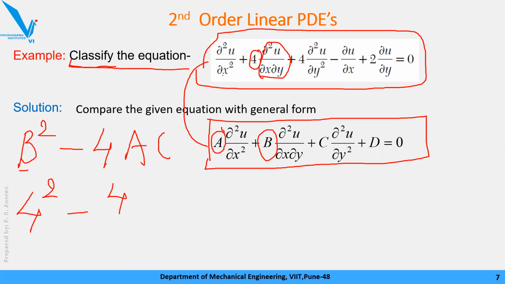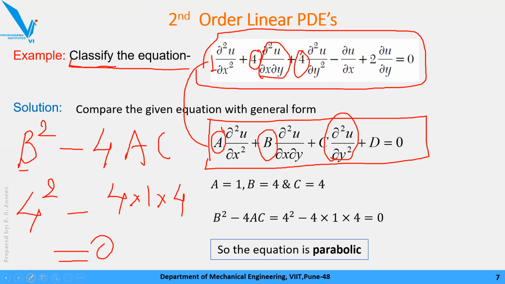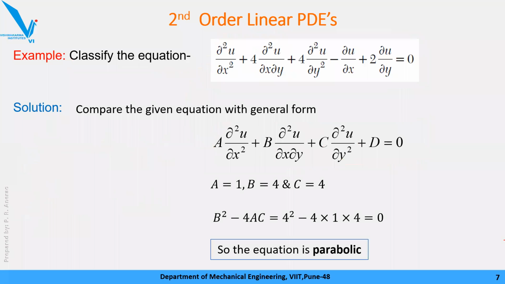Compare this: a is the coefficient of dou square u divided by dou x square. What is its coefficient? It is 1. So 1 into c. c is the coefficient of dou square u by dou y square, which is 4. Right? So what answer did we get? 0. And 0 is nothing but a parabolic equation.